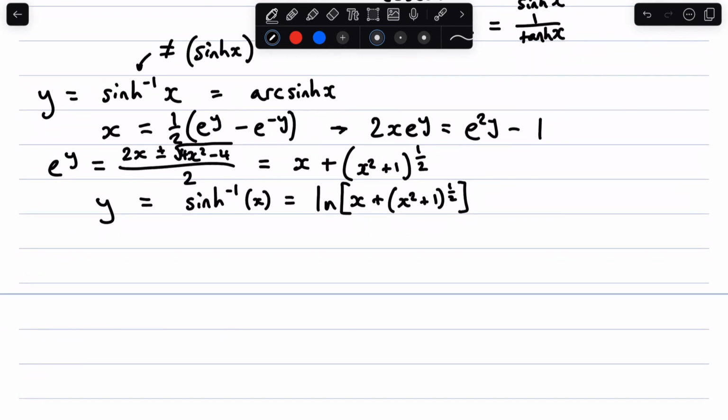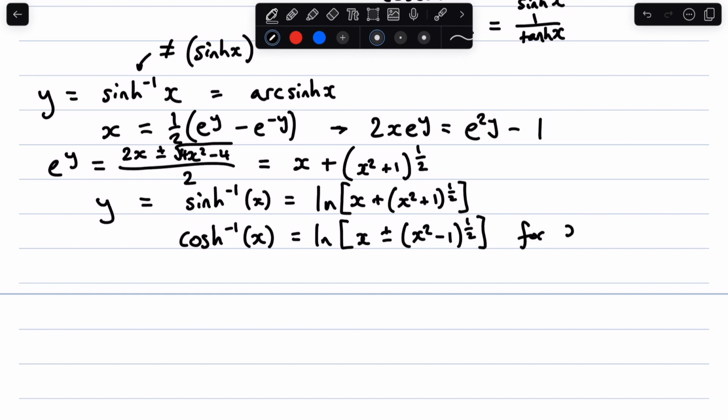And you have to take my word for it, but we can do a very similar process to find our inverse function of cosh. So cosh to the minus 1 of x equals the natural logarithm of x plus or minus x squared minus 1 to the half for x greater than or equal to 1, or it equals plus or minus natural logarithm of x plus x squared minus 1 to the half.